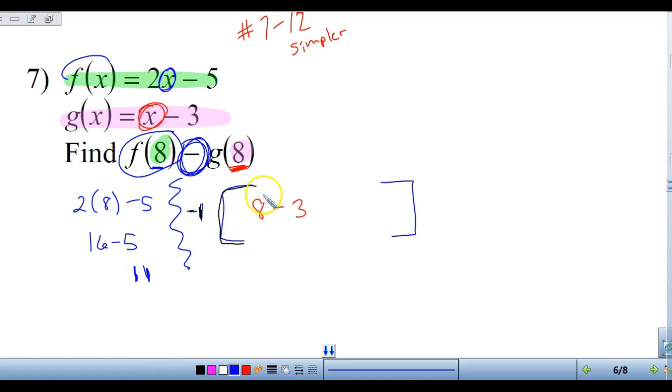Now I'm going to minus whatever the g function is. And the g function is when I do 8 minus 3, I get 5. So -1 times 5 is just -5. So I'm really just doing 11 minus 5. So my final answer is 6.